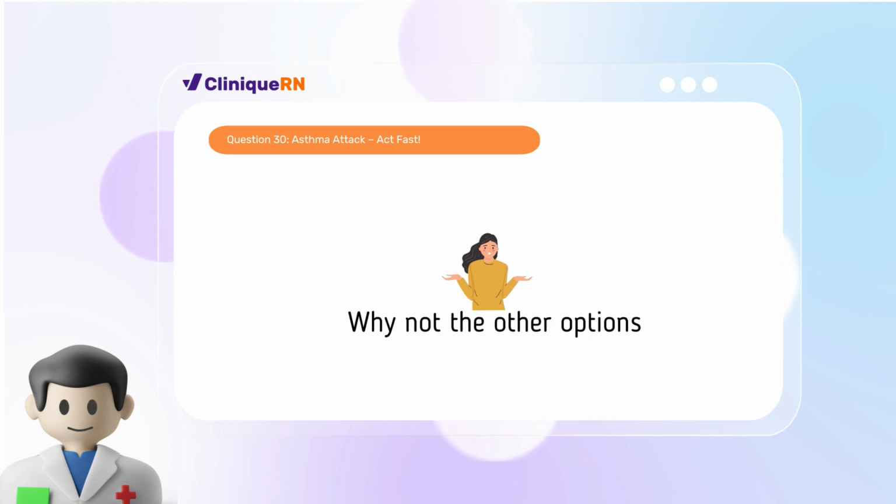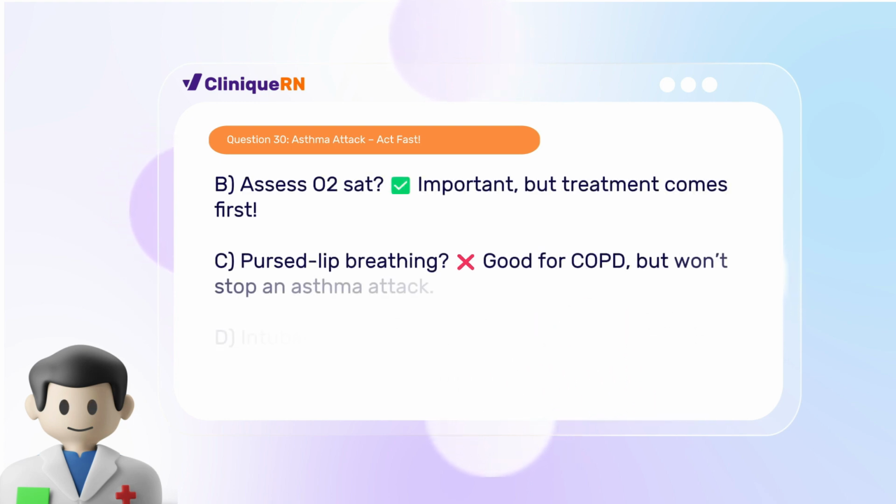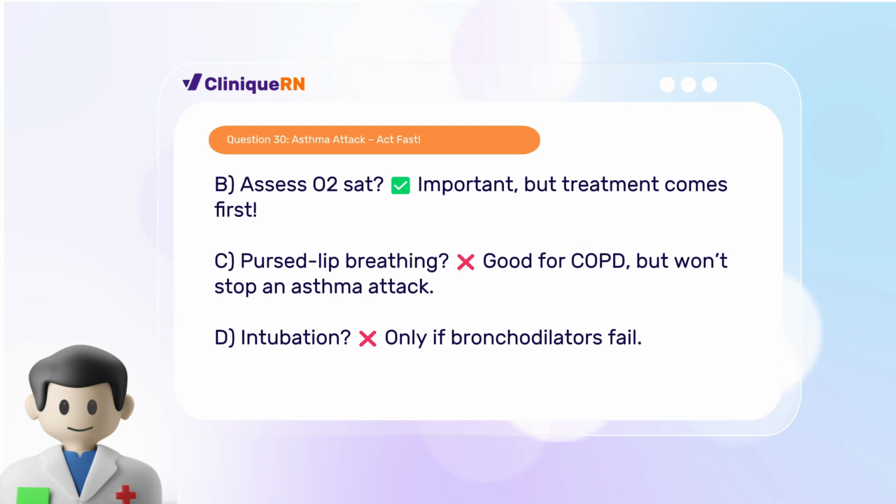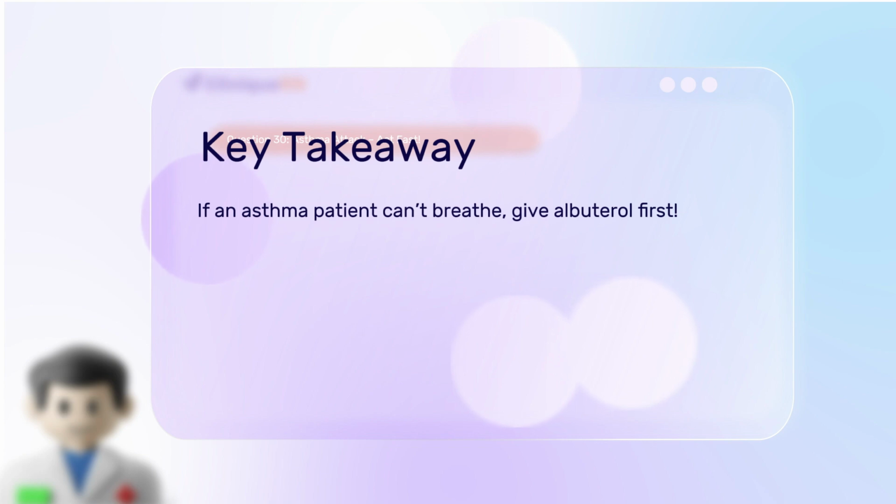Why not the other choices? B. Assess O2 sat. Important, but treatment comes first. C. Pursed lip breathing. Good for COPD, but won't stop an asthma attack. D. Intubation, only if bronchodilators fail. Key takeaway: if an asthma patient can't breathe, give albuterol first.